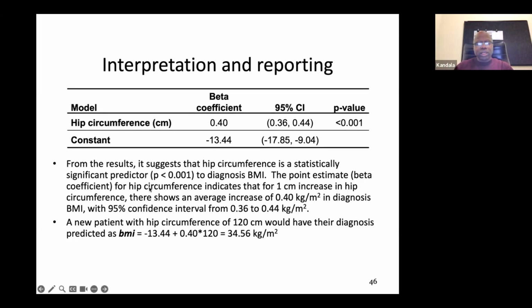So you may then predict the diagnosis of BMI just using the hip. For a new patient that you have in your clinic that has a hip of 120 centimeters, using this equation, you can predict the patient's body mass index using the formula there.